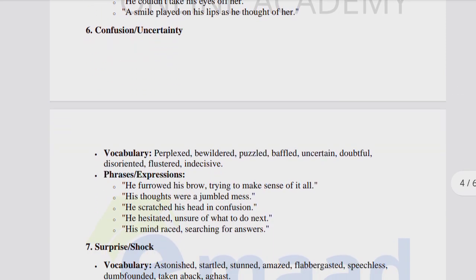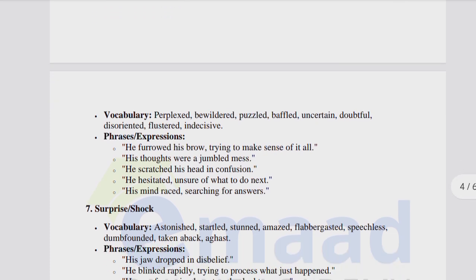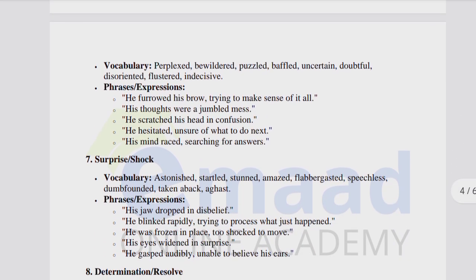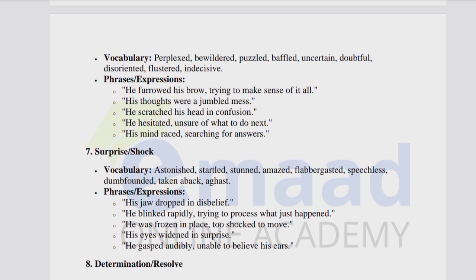Then there can be confusion or uncertainty, whether he can do this or not, or whether someone will be able to do something or not. The character is pondering, thinking. There is a feeling of uncertainty or confusion. So the vocabulary words that you can use to show these feelings: perplexed, bewildered, puzzled, baffled, uncertain, doubtful, disoriented, flustered, indecisive. Phrases and expressions that show these feelings.